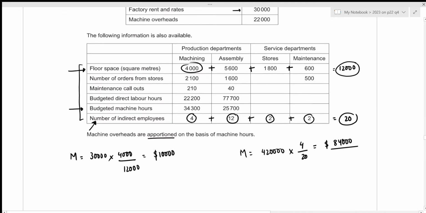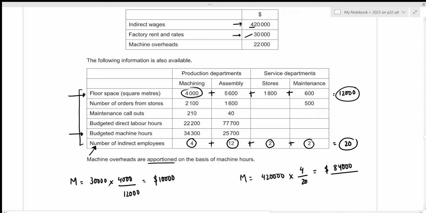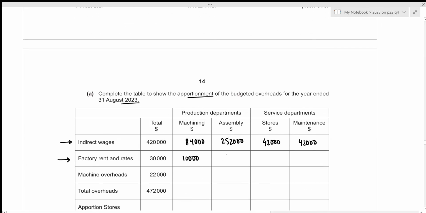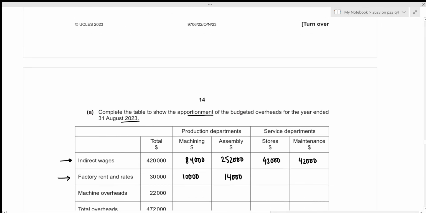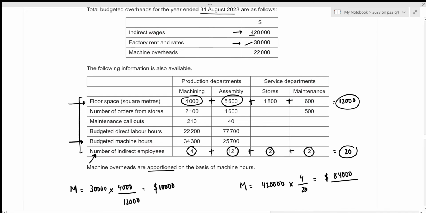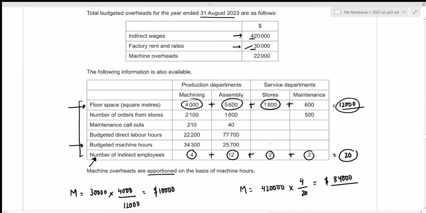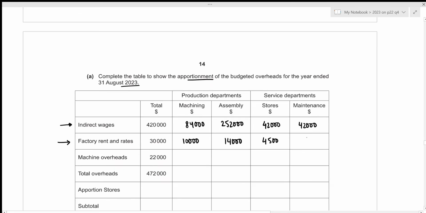Then we repeat the same process for assembly department. That will be 30,000 multiplied by 5,600 divided by 12,000, which results in the amount of 14,000. Now for stores, that's going to be 30,000 multiplied by 1,800 divided by 12,000, which results in 4,500. Then for our maintenance department, that will again be 30,000 multiplied by 600 divided by 12,000, which results in 1,500.